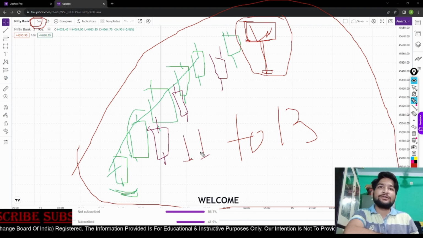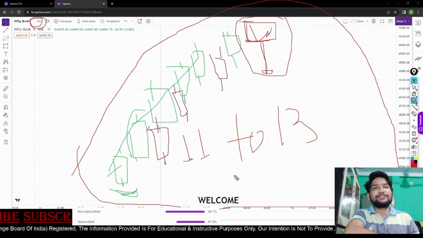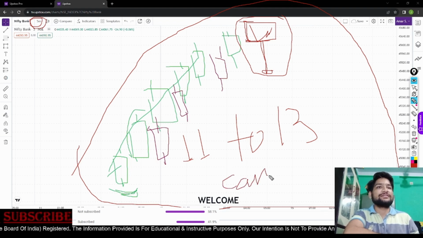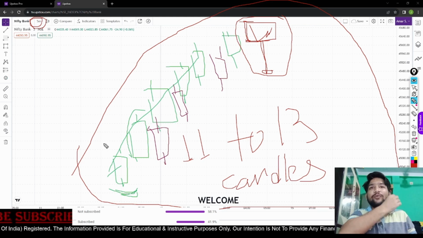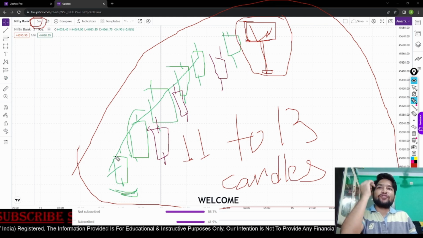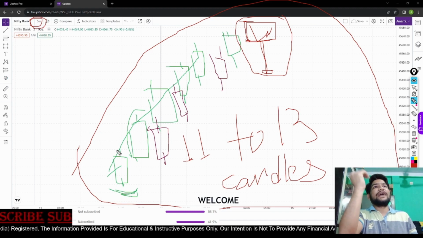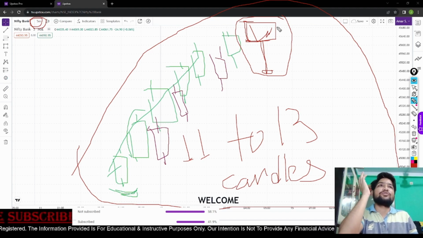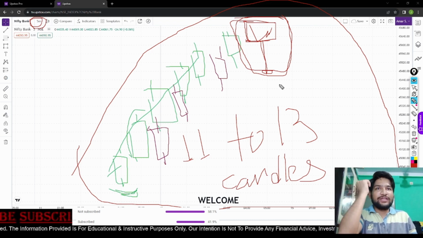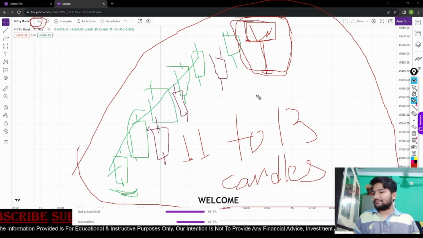So basically what this 11 to 13 candle prior trend means is that there has been a strong buying momentum. Now the buyers are exhausted, the buyers don't want to buy at higher prices. The sellers think at this particular position that the price has come to a very high position, and we can take control from the buyers.